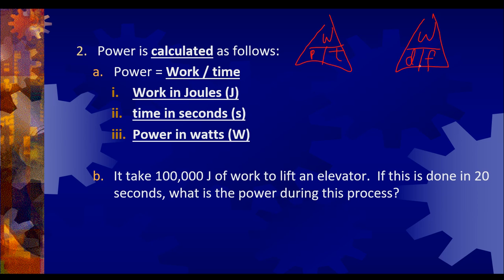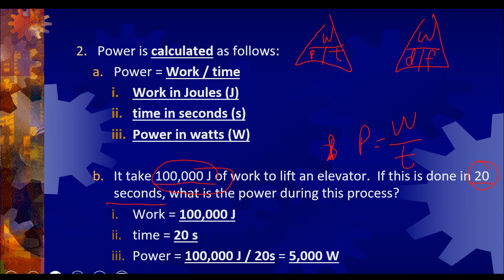So let's try this. It takes 100,000 joules of work to lift an elevator. If this is done in 20 seconds, that's my time, what is the power during this process? Power is work over time. So here's my work, here's my time. You put it in your calculator and you get that many watts, W being watts. It's very simple, but it's different. You can't get this confused with work.